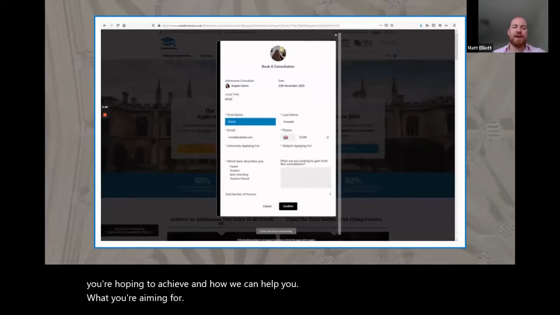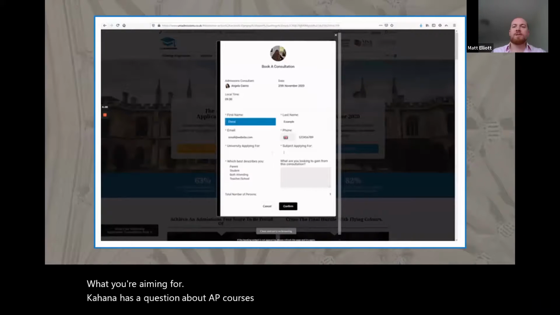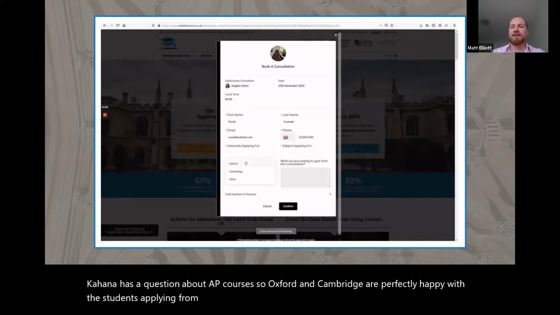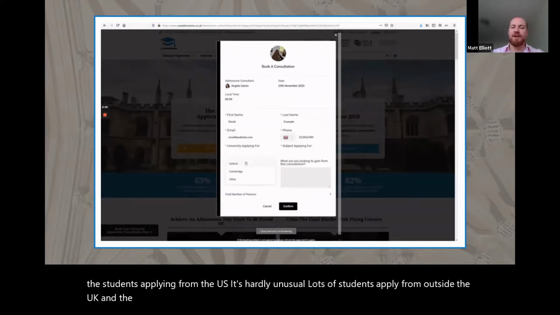Kahana has a question about AP courses. So Oxford and Cambridge are perfectly happy with students applying from the US. It's hardly unusual. Lots of students apply from outside the UK, and the biggest pool of applicants there is from the States.